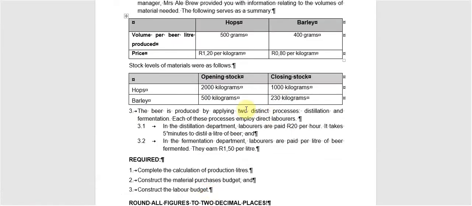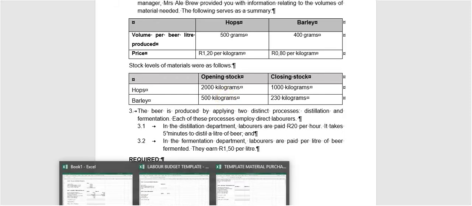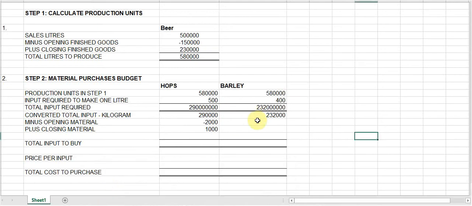Then for the barley, it was 500 and 230 closing stock. So I'm just going back to my memo. I'm filling it out. Minus 500 in the closing stock. Add back 230 for the closing stock. And I need to get the sum of everything. So I am just calculating the sum of all the kilograms that I have, starting with the converted input.